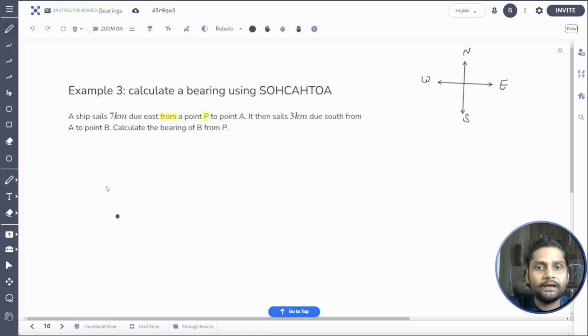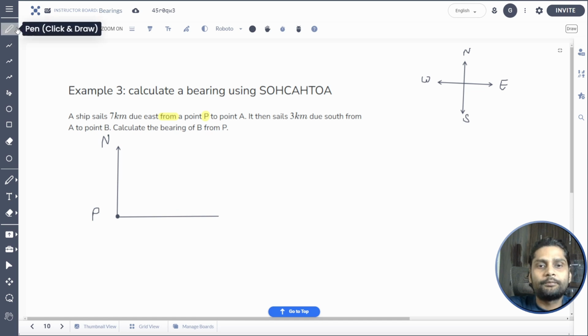From point P, we first have to travel in the direction 7 km due east, meaning exactly 90 degrees. There is no doubt, because for 90 degrees, first of all we draw a north line somewhere here. This is the north line, and we need to move due east, towards the 90 degree angle, 7 km. No scale is needed. We simply draw a line like this, and we imagine that it is 7 km. This length is 7 km, and then the ship sails 3 km due south from point A. So we reach point A first.